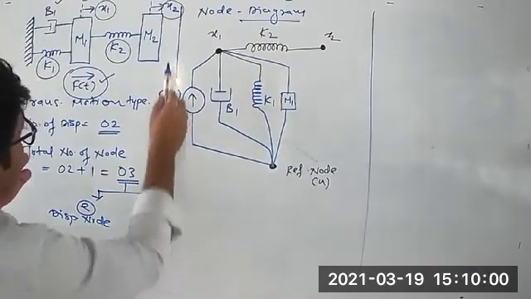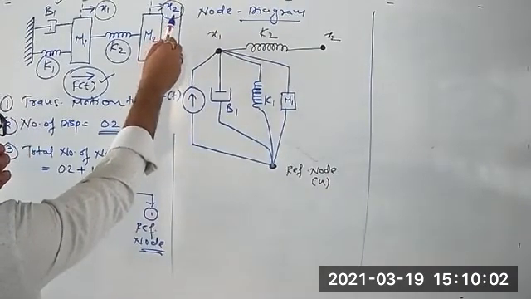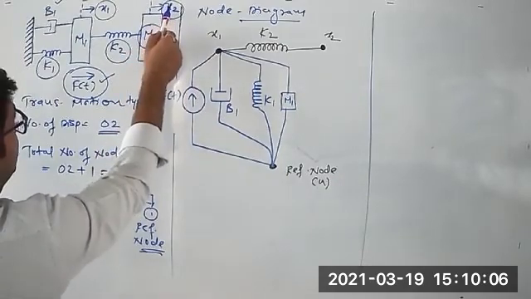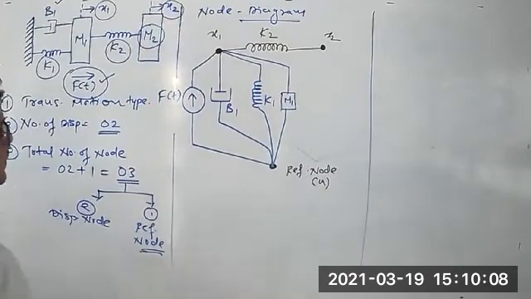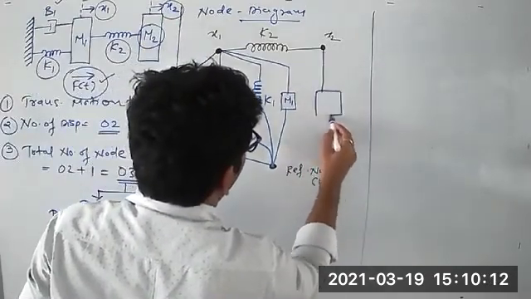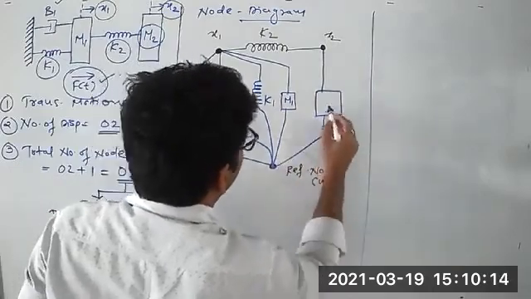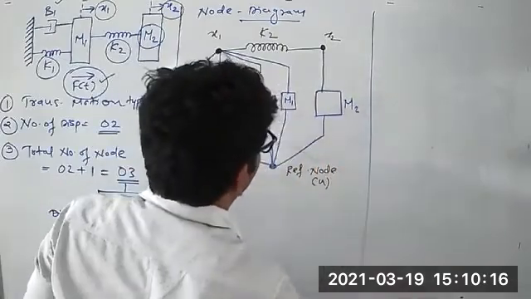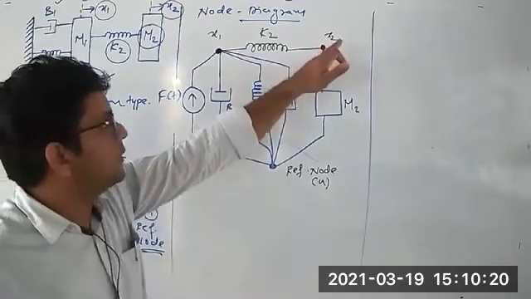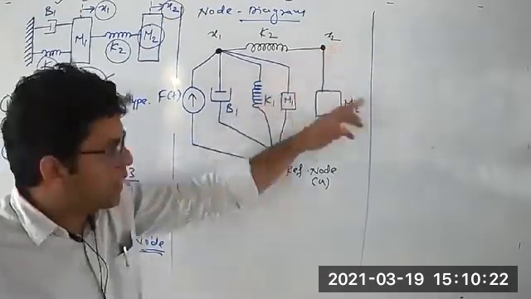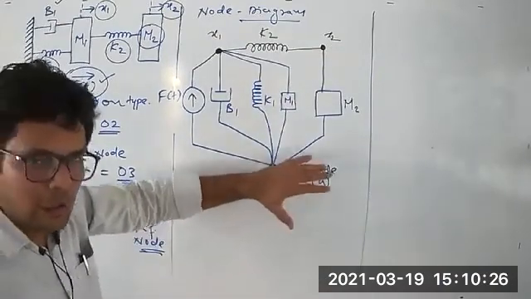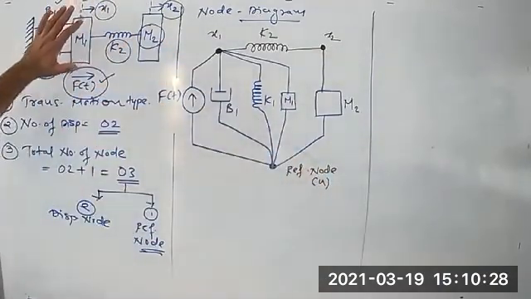And then on the second displacement node, we have a mass component M2, which is connected in between the second displacement node and the reference node. That we need to indicate over here like this. So this indicates M2, which is nothing but the mass component connected in between the second displacement node and the corresponding reference node. So this is nothing but the node diagram of our given mechanical system.